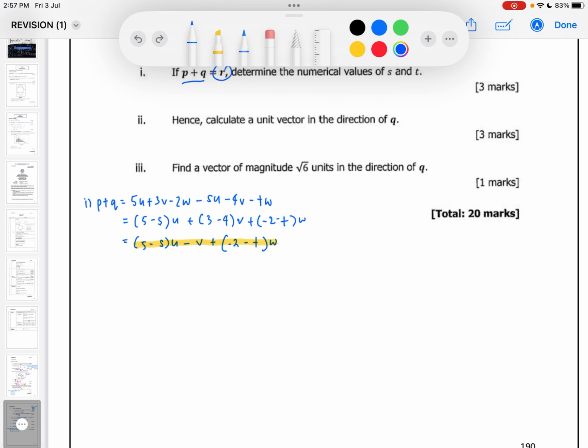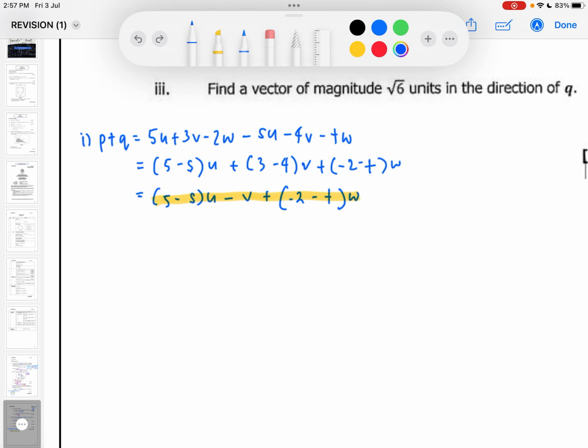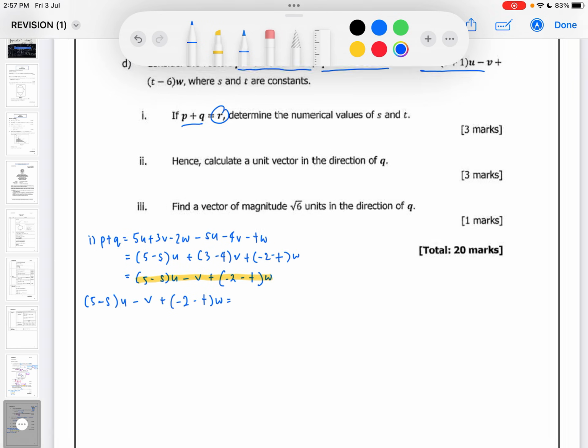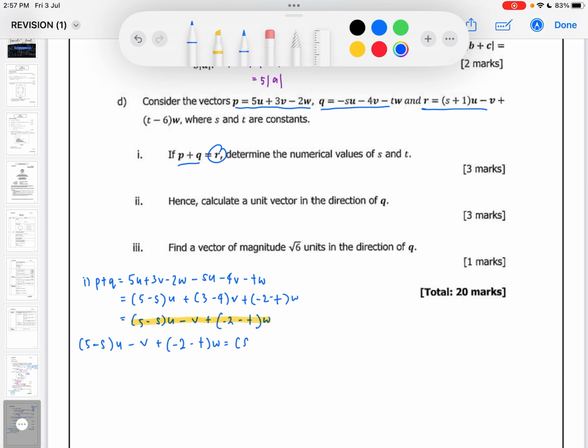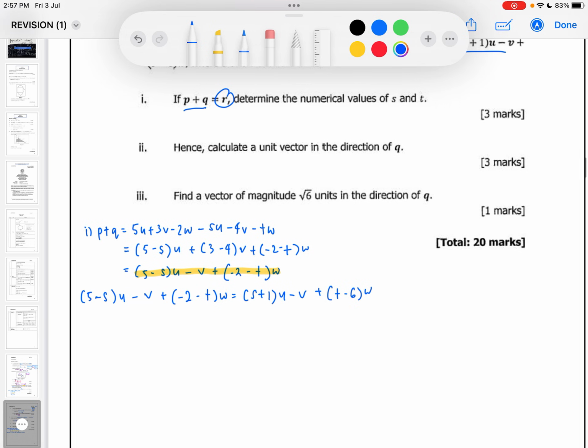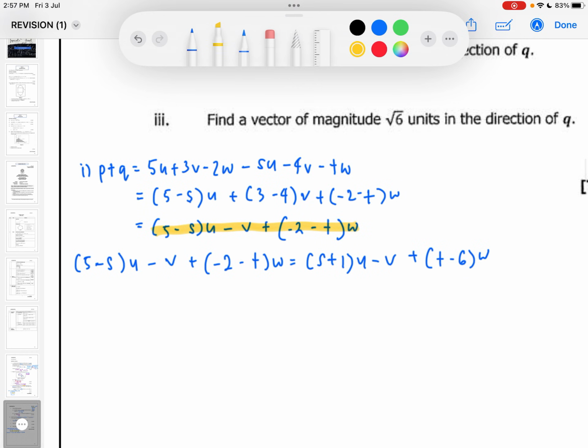So how exactly does that work? Let me write this down for you. 5 minus S U minus V plus negative 2 minus T W equals to, okay, R is S plus 1 U minus V plus T minus 6 W. Okay, so now that we've already equated both of them, then let's just equate the things.